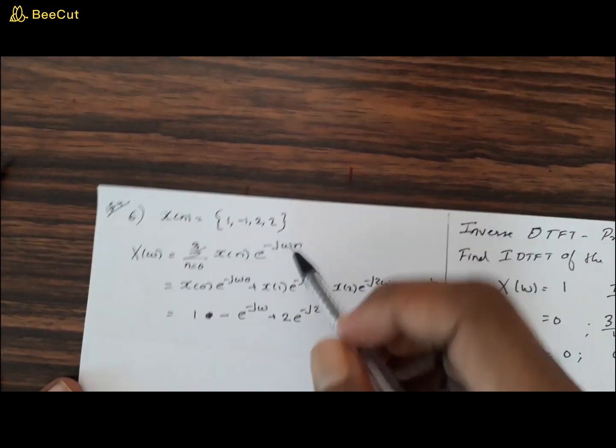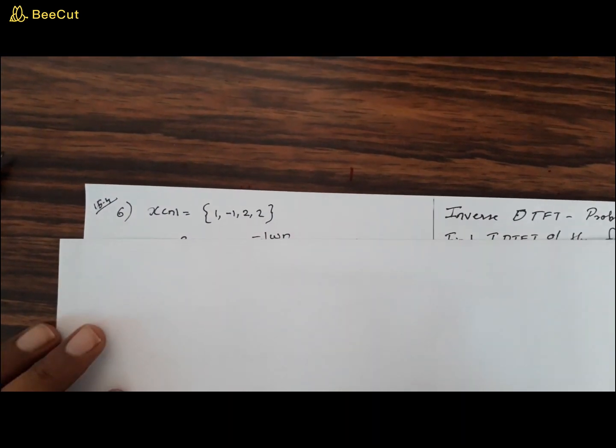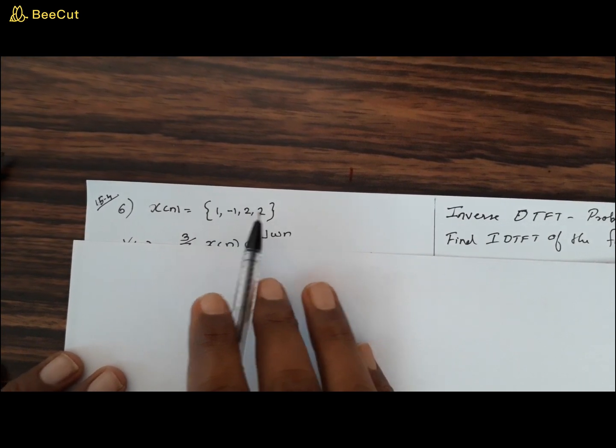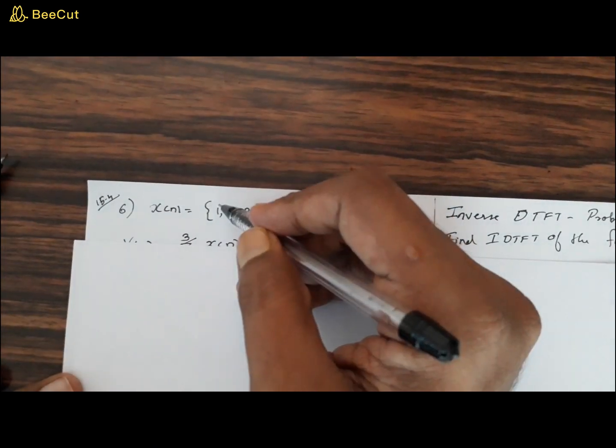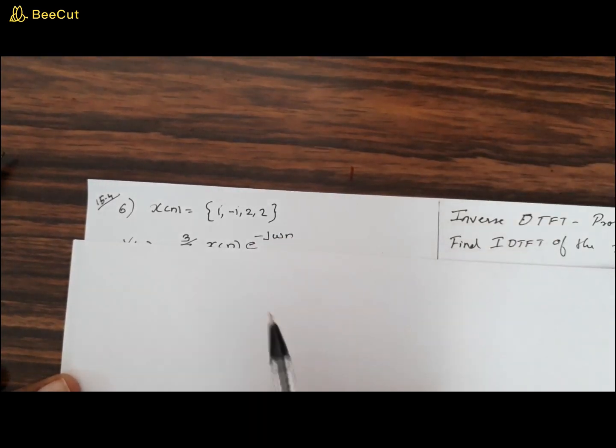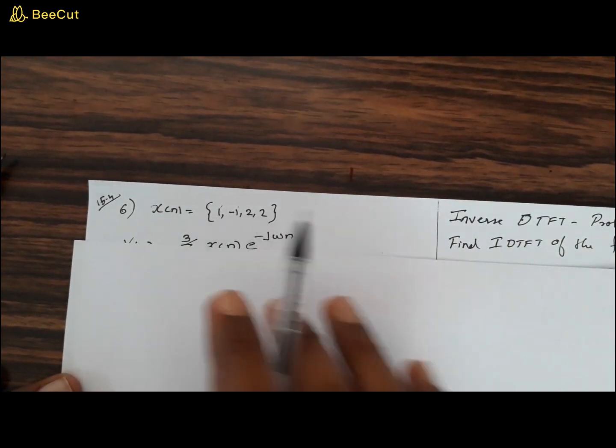Okay, now coming to the sixth problem. You are given x of n with the sequence 1, minus 1, 2 and 2. We know that this represents the 0th sample, the first sample, the second sample and the third sample. So altogether you have 4 samples.